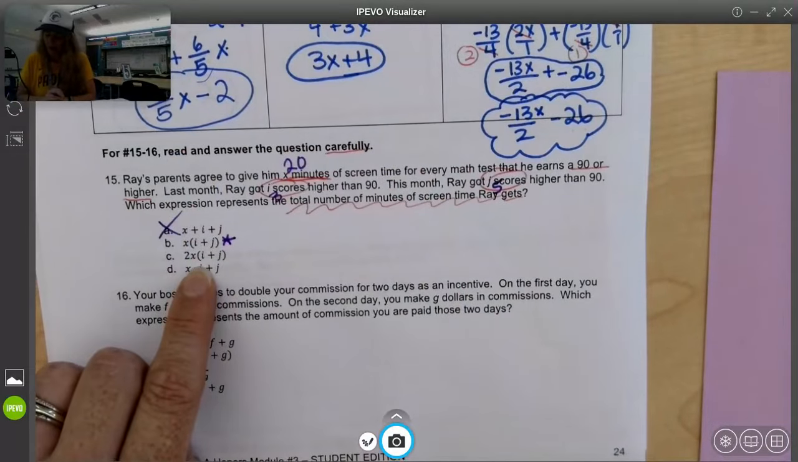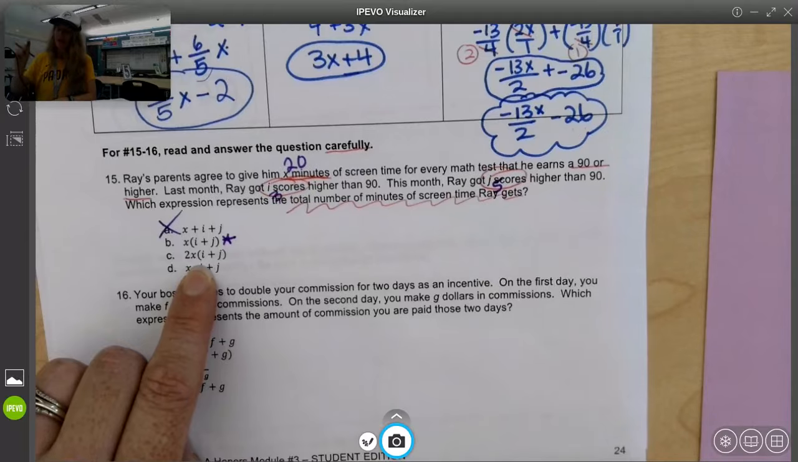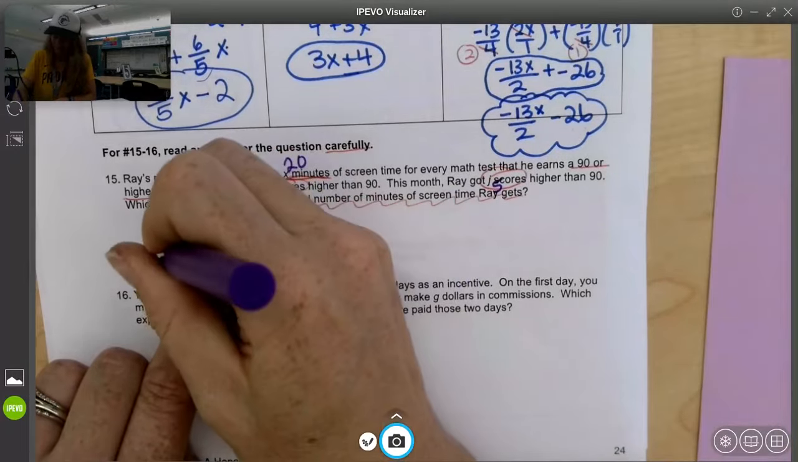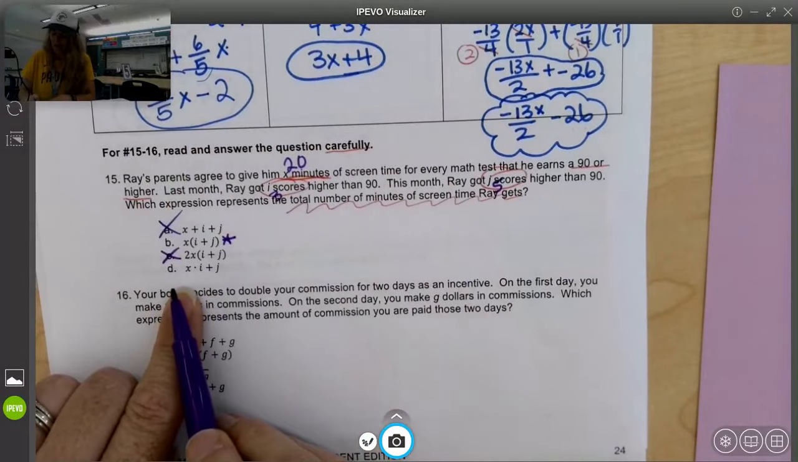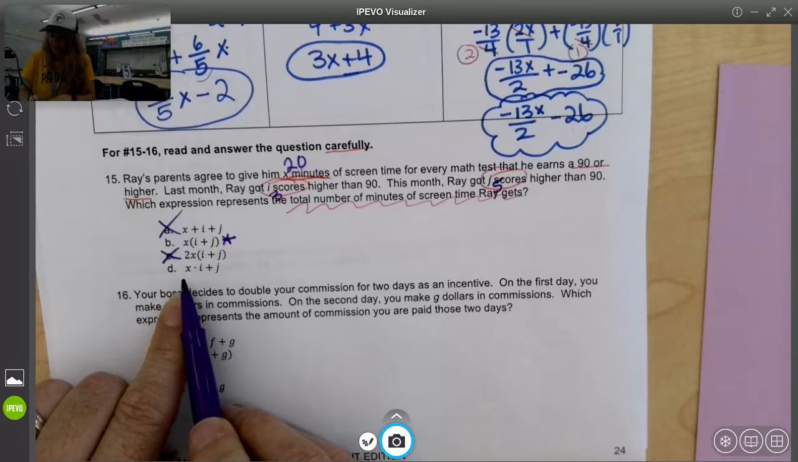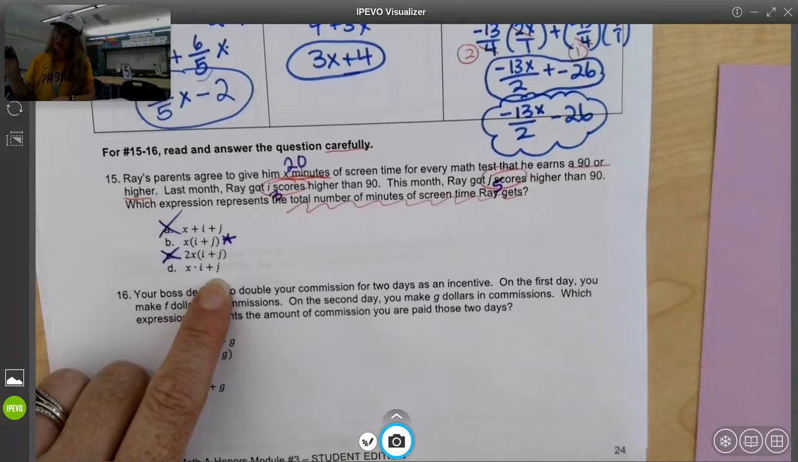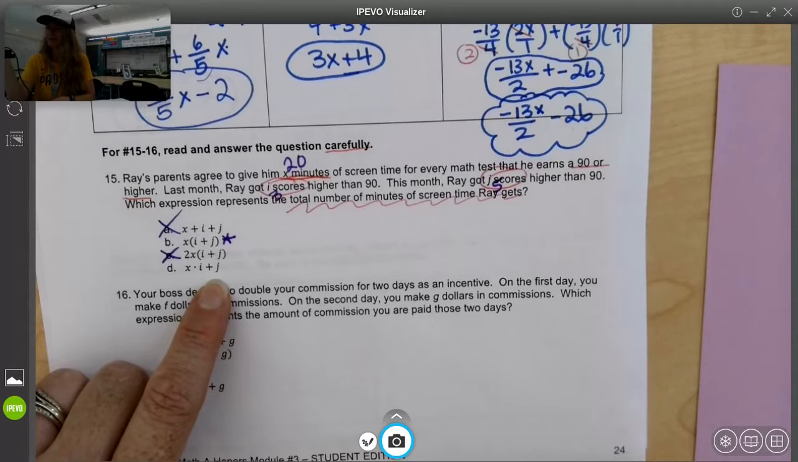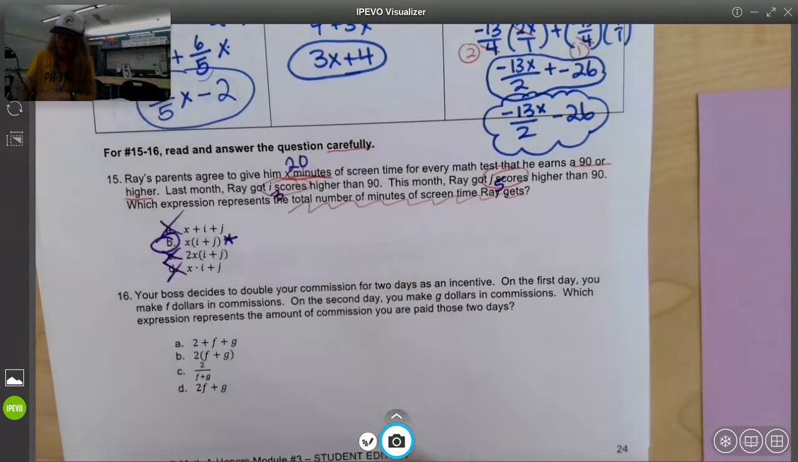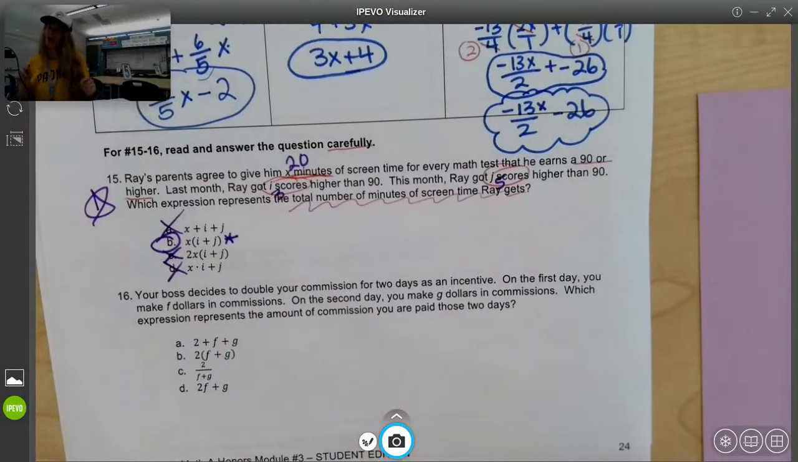I like that one. And then the next one says you get double the amount of minutes they're going to give you for I plus J. That's not going to work. And this just says you get 20 minutes for last month's test, but you just get the number of minutes for the number of tests this month. That'd be weird. They're only giving you 1 minute screen time for every test over 90. You need to renegotiate. So it is B. And I put a little star next to 15 if you know what I'm talking about.